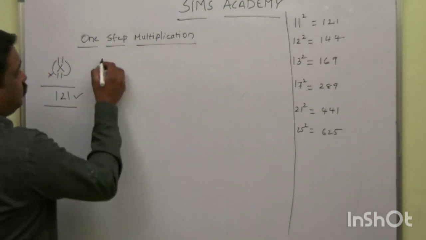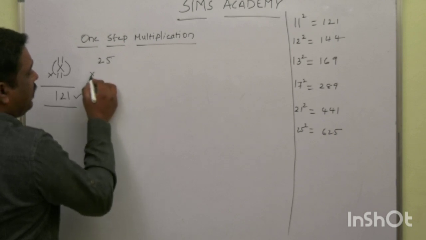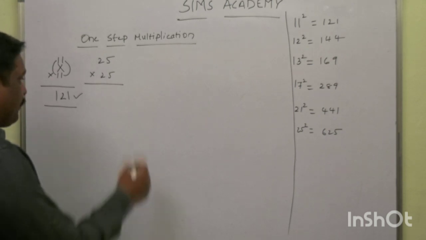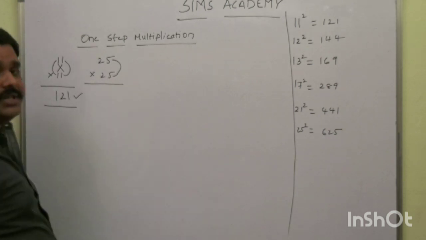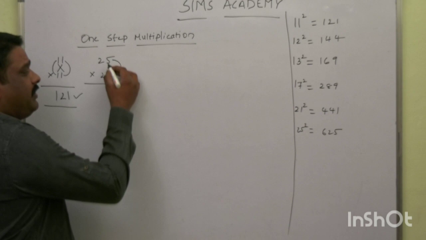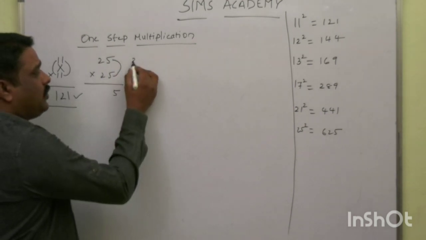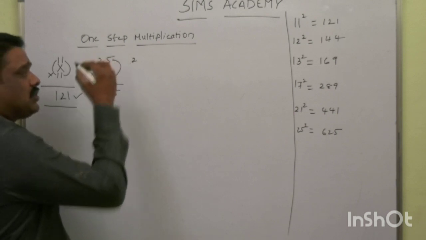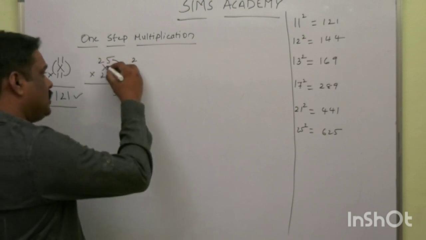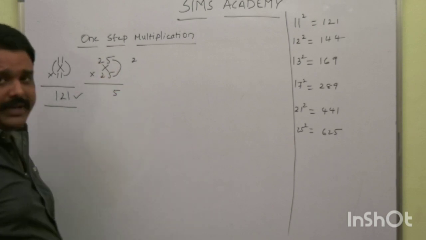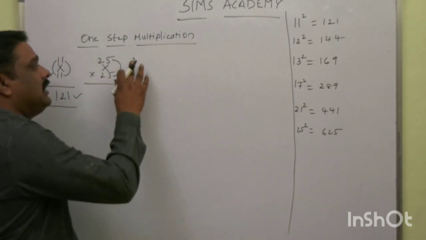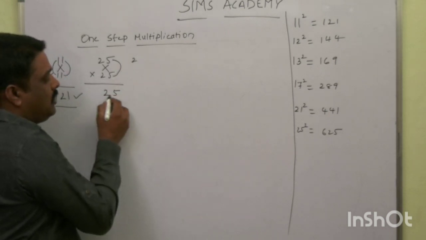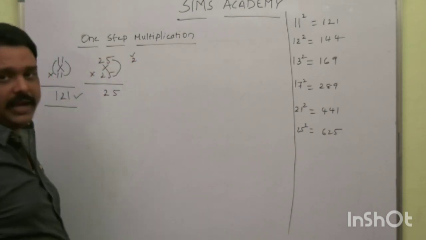Let us move on to the next one. Let us say 25 into 25. First, last two digits: 5 into 5, 25, 2 to a side. Now, criss-cross: 5 2's 10, cross, 2 5's 10. 10 plus 10, 20. 20 plus 2, it's 22. Again, 2 is kept aside.